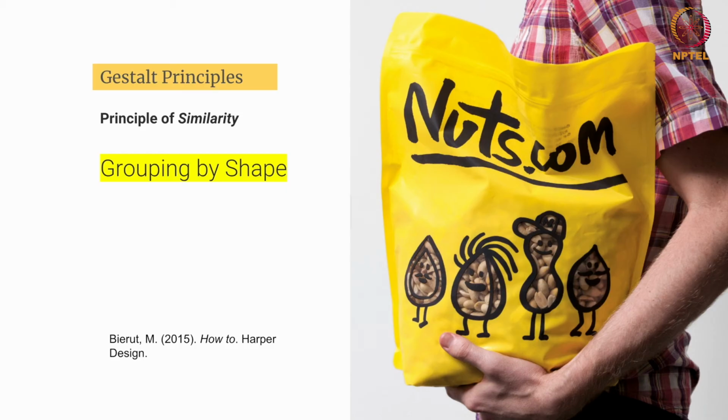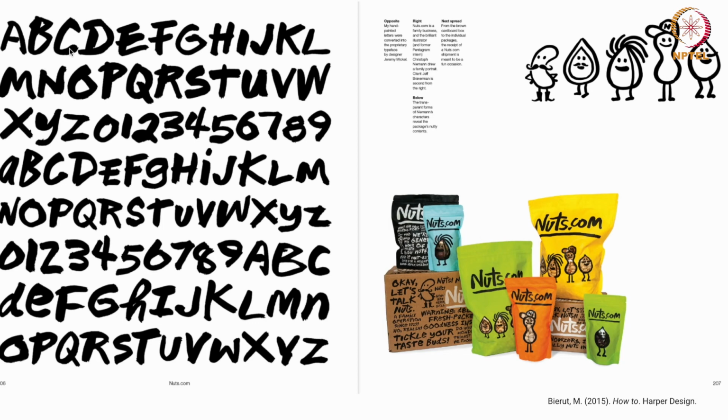Since the stroke has been used in representing the brand overall, they have also used a similar stroke to create the characters of that particular brand. So that's why we are discussing grouping by shape in terms of stroke. You can see how they have come up with a series of typeface design. Basically, this is a new way of defining the typeface for that brand. And wherever you see this type of typeface, you will always associate it with nuts.com. That's the beauty of similarity in terms of shape.